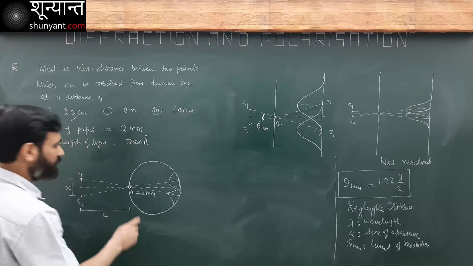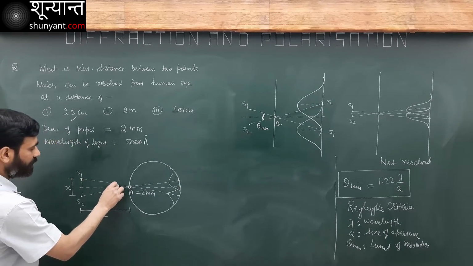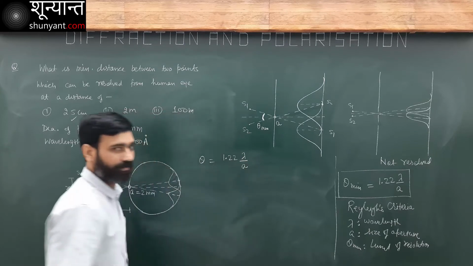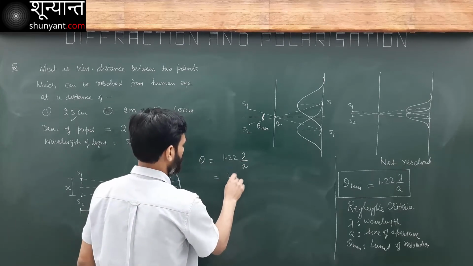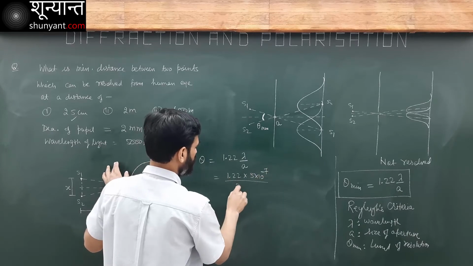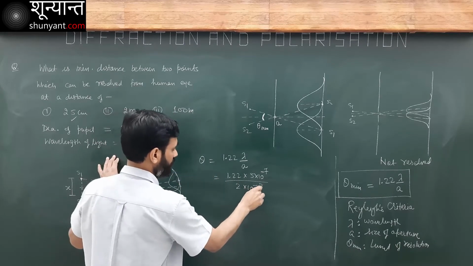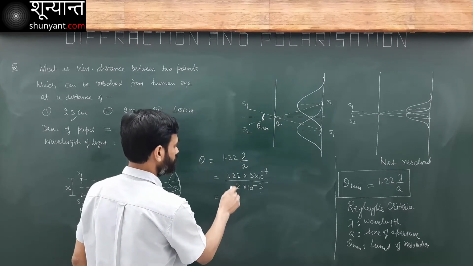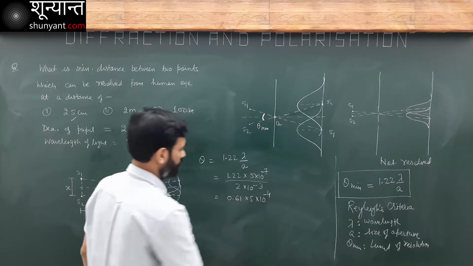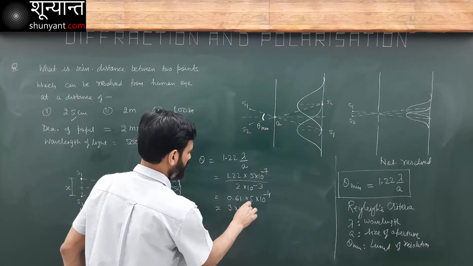How to calculate it? The Rayleigh criterion gives us this minimum angle. So this angle theta should be equal to 1.22 lambda over A. Let's try to figure out. This will be equal to 1.22 times lambda. What is lambda? 5000 angstrom, 5 times 10 to the minus 7, over 2 times 10 to the minus 3. This will be equal to 0.6, 1.5 times 10 to the minus 4. So this becomes approximately 3 times 10 to the minus 4.